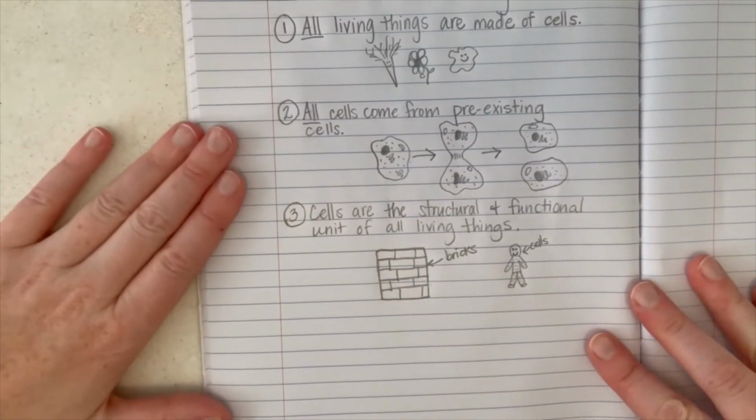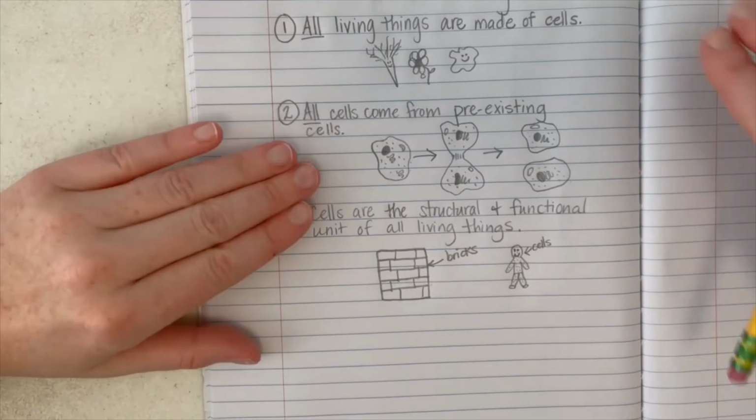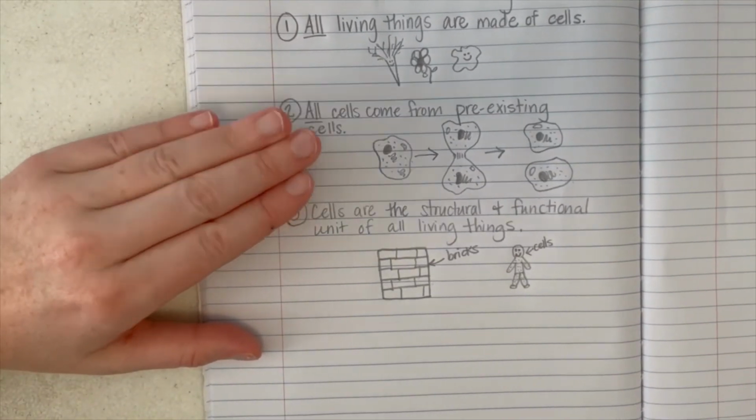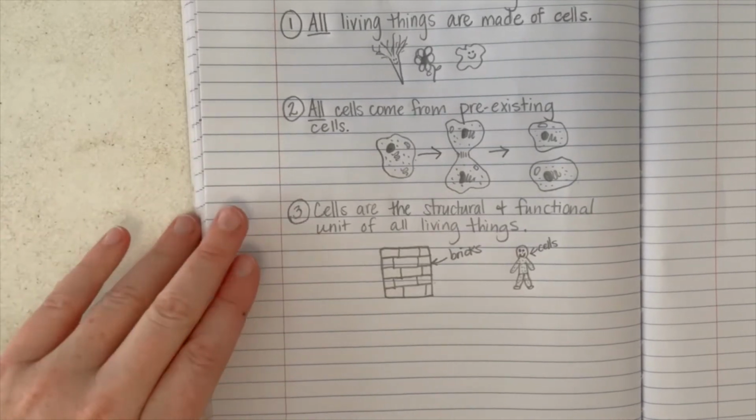So those are the 3 components. That's the cell theory. All living things are made of cells. All cells come from pre-existing cells, and cells are the structural and functional unit of all living things.